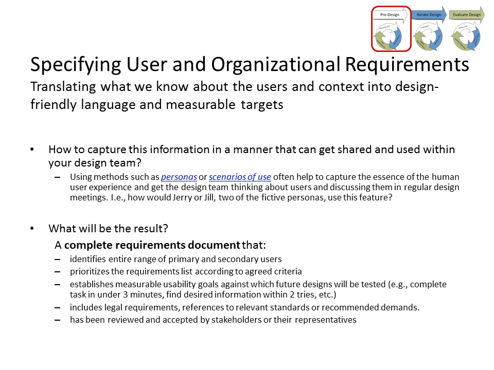Your goals at the end of the process are to truly understand the range of primary and secondary users, the priority requirements that support these users, measurable goals for your design that can be tested to see if you succeeded, and that the users have reviewed your requirements and accepted them.